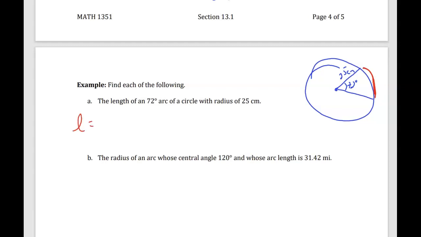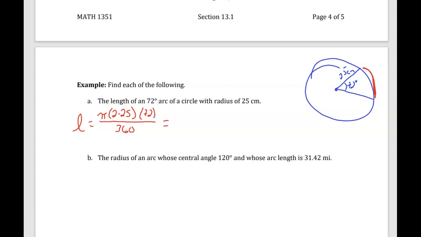So we have the arc length is equal to pi times the diameter. Now I don't know what the diameter is, but I do know what the radius is. It's 25, so I have 2 times 25 times my angle, which is 72, all divided by 360.